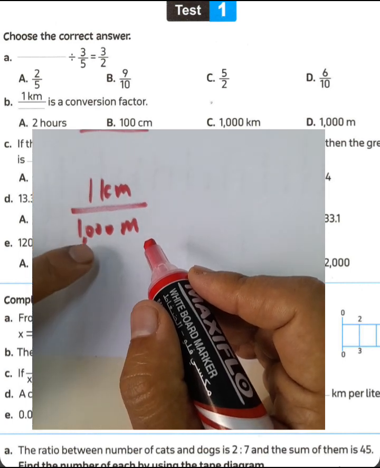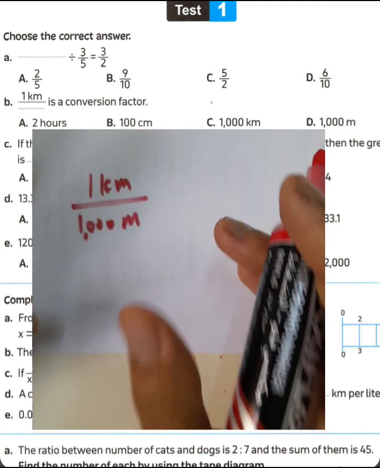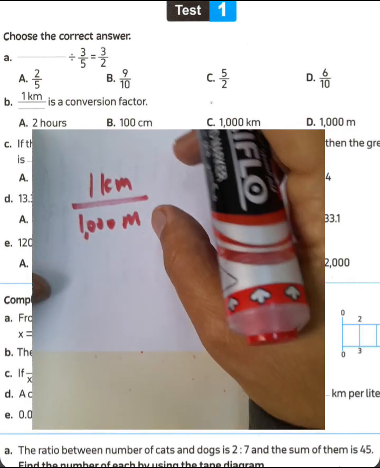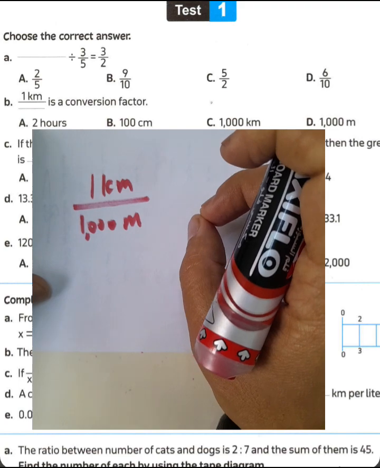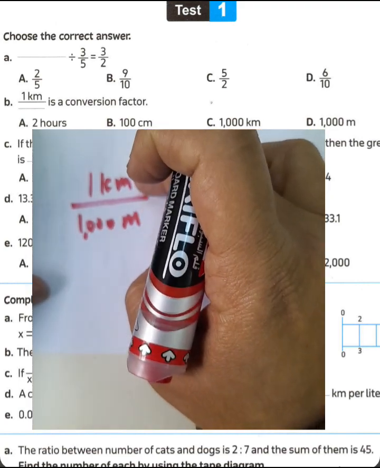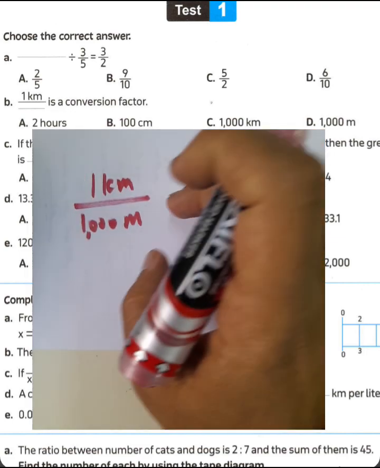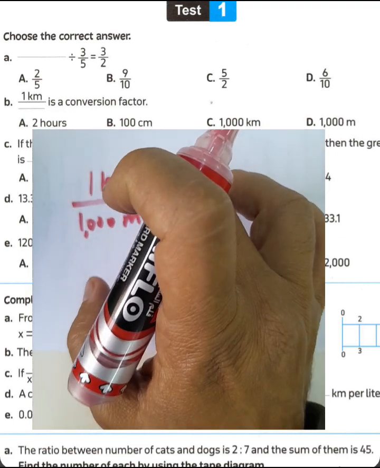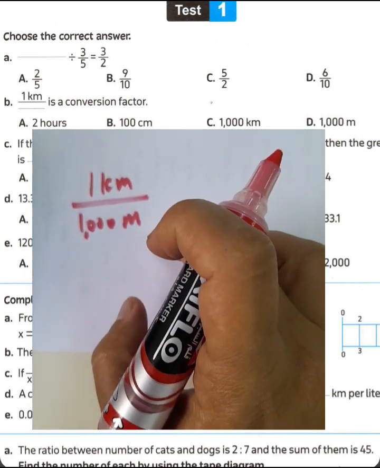But if we put here 2 hours, it will be called a rate. We have a difference between a conversion factor and a rate. A conversion factor is a ratio between two quantities that are equal in value, but the numerator and denominator use different units. If you convert from kilometer to meter, you multiply by 1000, so 1 kilometer equals 1000 meter. This is what we call a conversion factor.